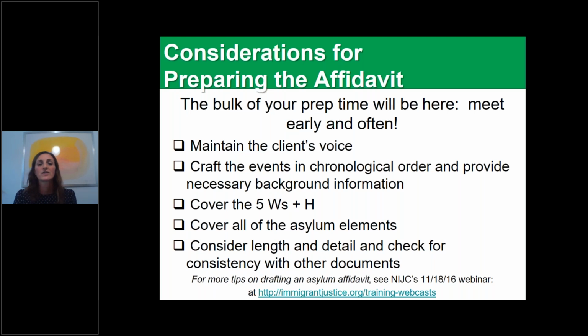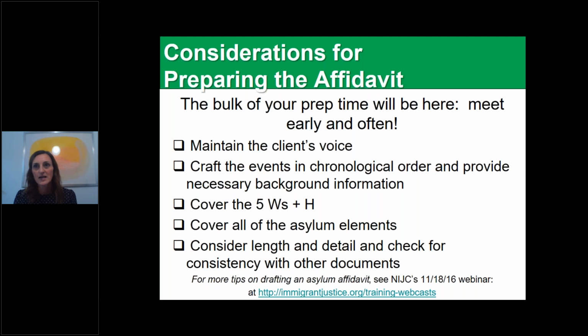And then considering length and detail are important. So probably you're going to need to have at least a 10-page affidavit to really comprehensively tell your client's story. It could be longer than that, but I would say probably not too much shorter than that. And oftentimes we talk a lot about detail. So obviously you want there to be a sufficient amount of detail for your story, but you don't want to tie your clients to minuscule details that don't really matter.